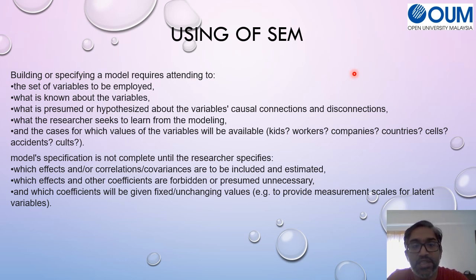Model specification is not complete until the researcher specifies which effects and or correlations, covariances are to be included and estimated, which effects and other coefficients are forbidden or presumed unnecessary, and which coefficients will be given fixed, unchanged values. Example, to provide measurement scales for latent variables.